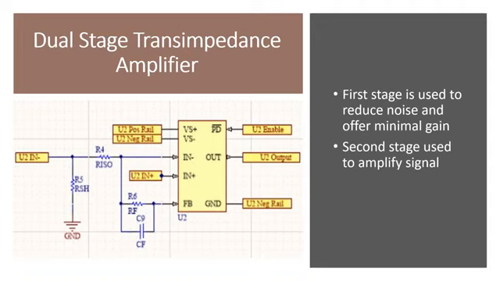The first stage of our transimpedance amplifier offers minimal gain. We do that to reduce the amount of noise that is inputted into the system upon the conversion from current into voltage. And we really use the second stage to amplify our signal into a usable output analog signal.